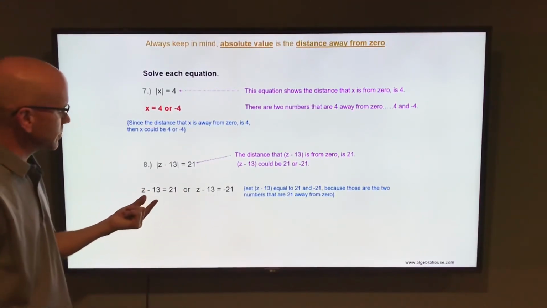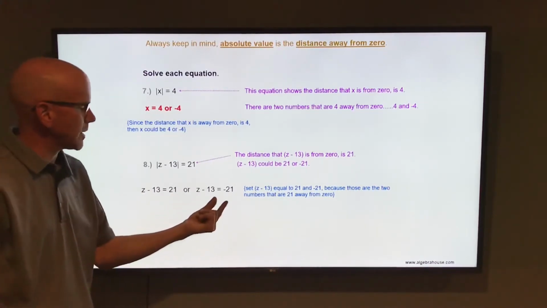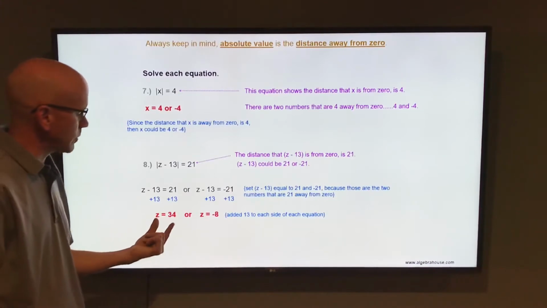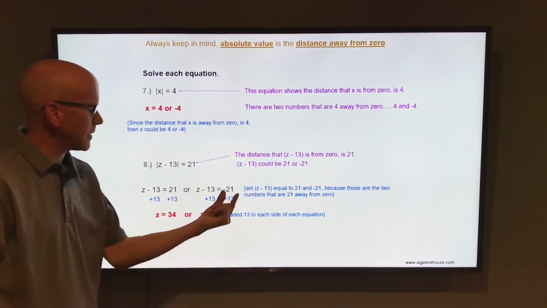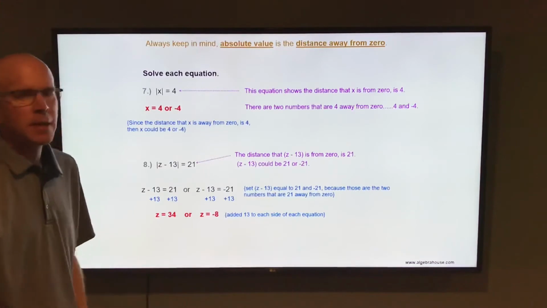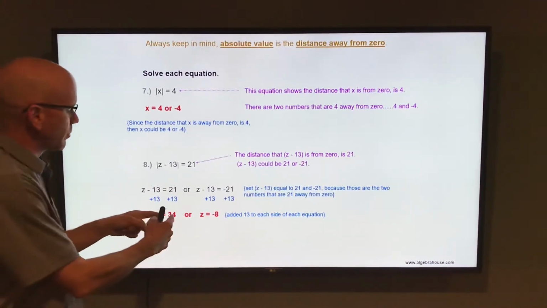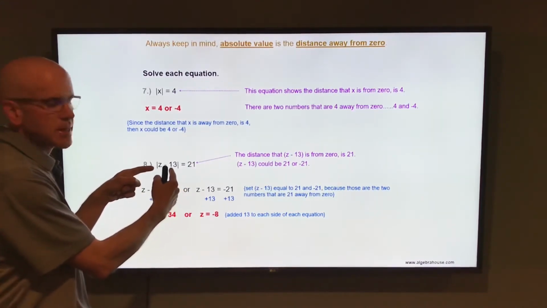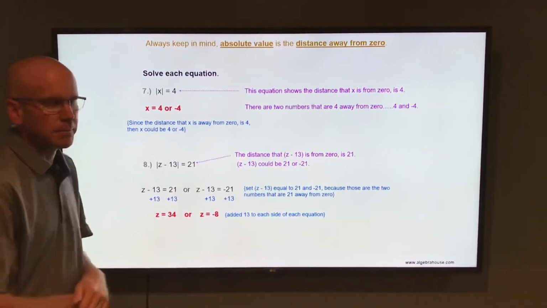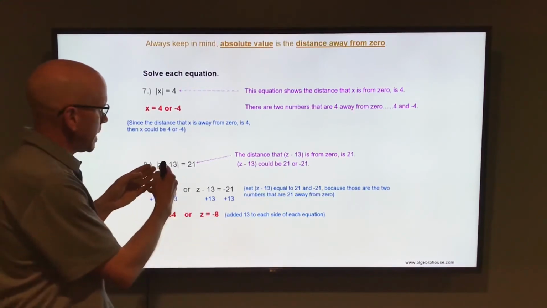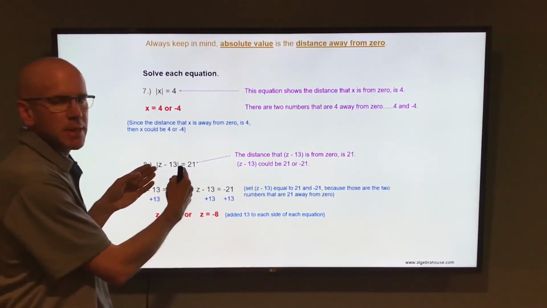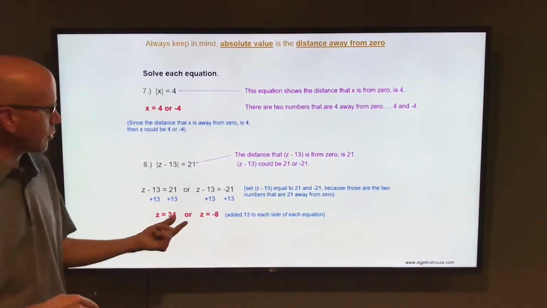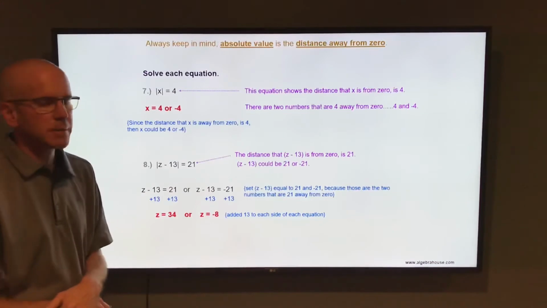In this first equation, we're going to add 13 to both sides, and same thing for the second equation, add 13 to both sides. In that first equation, we get z equals 34. In the second equation, negative 21 plus 13 is negative 8. If you want to check those, put those back in. Put 34 back in for z. It'd be the absolute value of 34 minus 13. That's the absolute value of 21. That is 21. And if you put negative 8 back in, the absolute value of negative 8 minus 13, that'd be the absolute value of negative 21, and that is 21. So z does equal 34 and also negative 8.